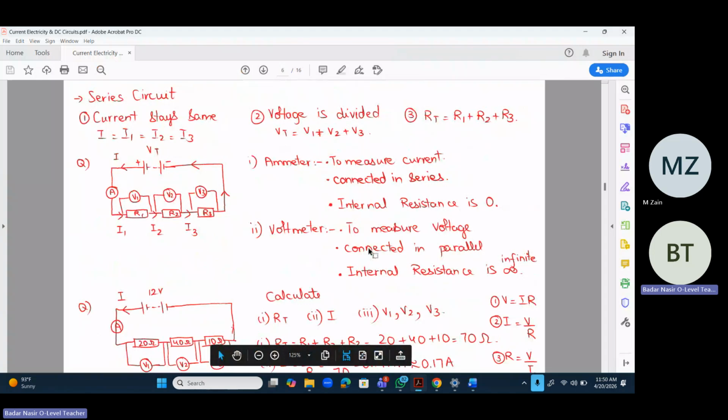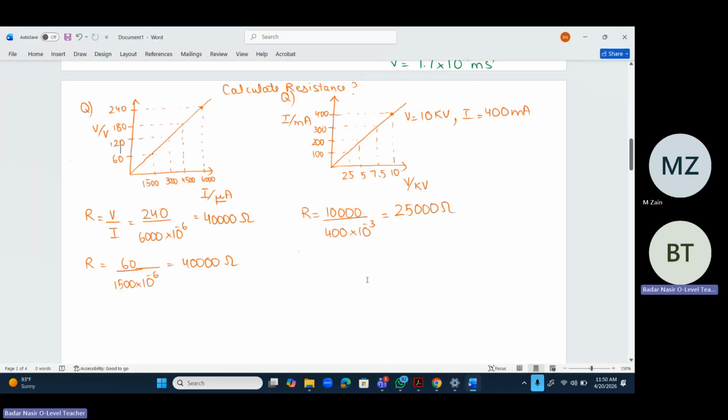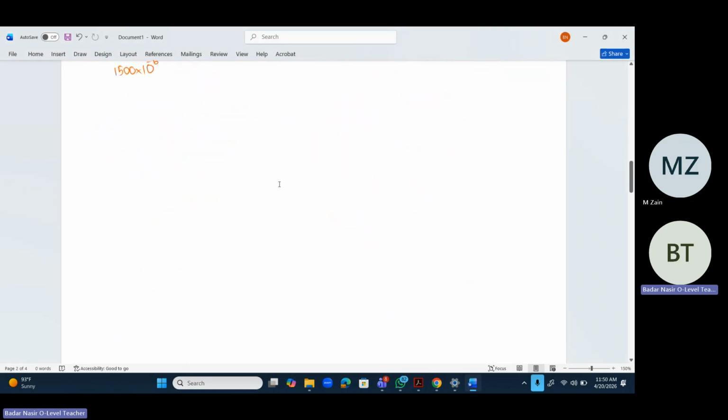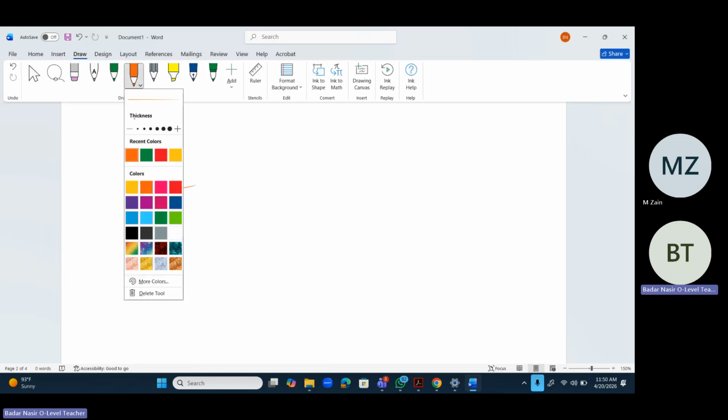Okay. So next we have a series circuit. Series circuit पे जो करंट होता है it stays the same, voltage is divided and resistance is added together. ड्रॉ करने लगा.